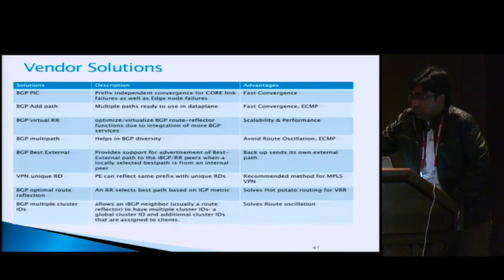You assign each neighbor, each client, into a different cluster ID, and then in your route reflector, you can have configuration to avoid the client-to-client reflections. So let's say I have a client A and a client B, and I put those clients into a single cluster. Now I can have a policy which says you reflect all the routes from client A to client B, or you don't reflect those routes from client A to client B.